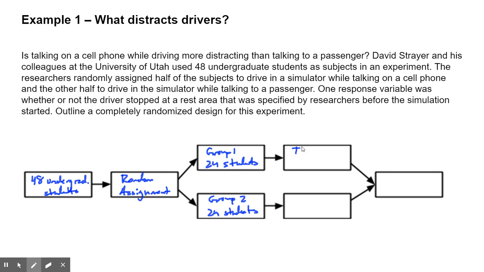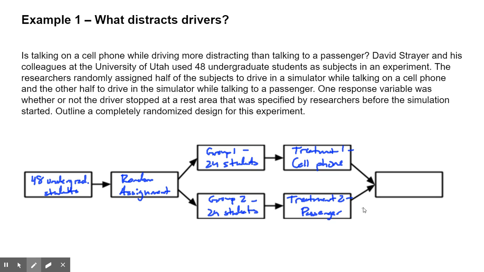Then group 1 gets treatment 1, and treatment 1 is going to be the cell phone, okay? Everything is the same except for cell phone versus passenger. So you don't have to write out a whole bunch for the treatment, just put the main idea: cell phone. And then treatment 2 is the passenger. In Elastic, if you want to put a dash, because it's going to be left to right and not a box like this, if you put group 1 dash 24 students, it's fine.